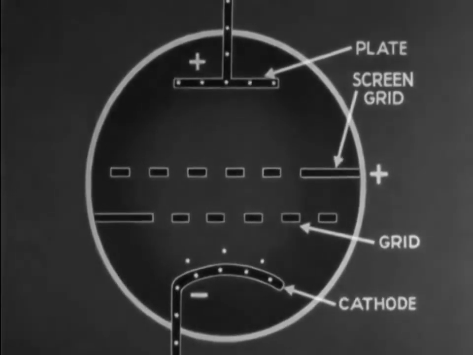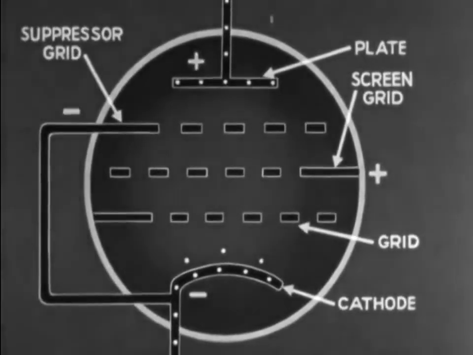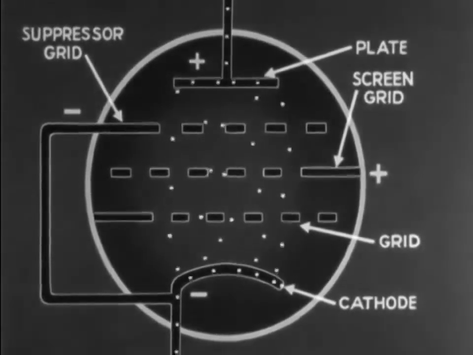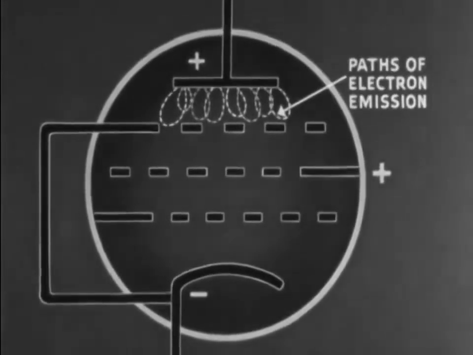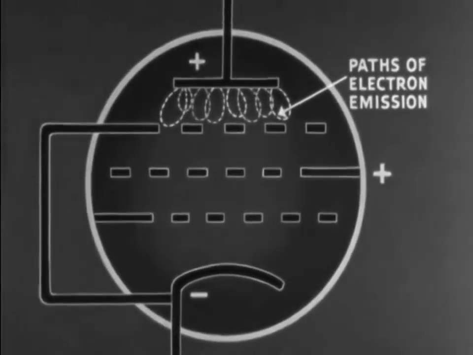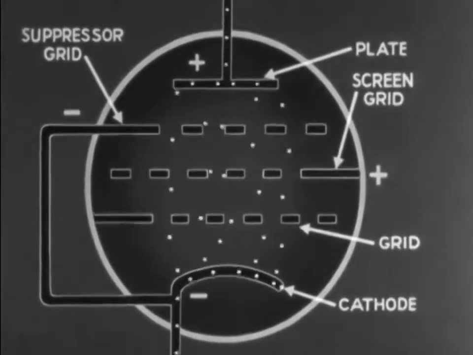A third grid may be placed between plate and screen grid. This grid is known as the suppressor grid. Electrons flow freely through all three grids, but the paths of secondary emission are shortened by the negative suppressor grid. As a result, the emitted electrons due to electronic bombardment do not extend as far as the screen grid. The Penthode tube represents the highest development of the triode principle.